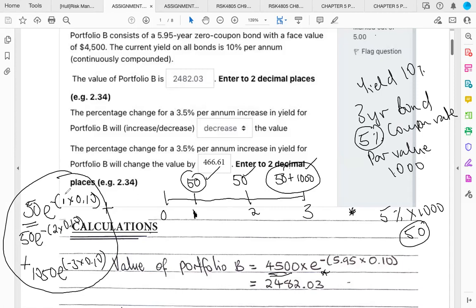The first cash flow at the end of year 1, the second cash flow at the end of year 2, plus the third cash flow at the end of year 3. And then you add them up, and that gives you the value of your bond.